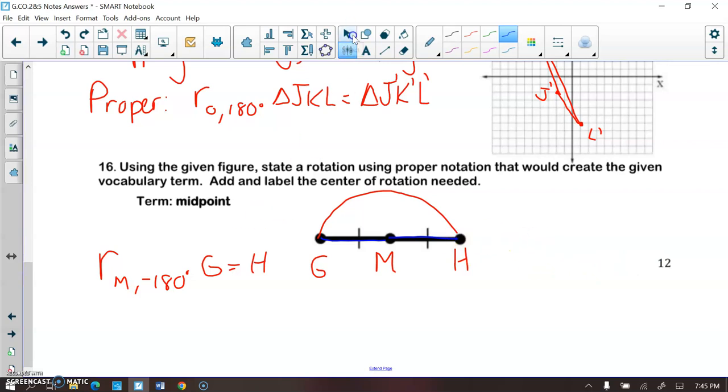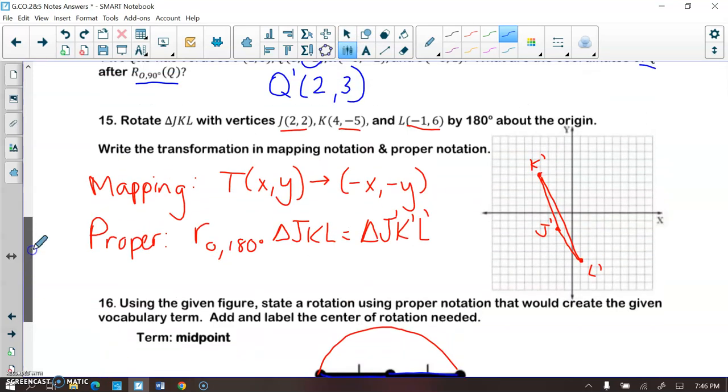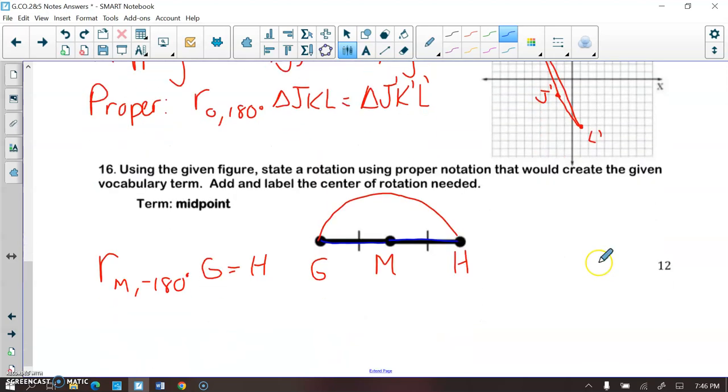All right, that brings us to the end of rotations. However, we are going to learn how to rotate figures around a different center of rotation that's not the origin in the next lesson.